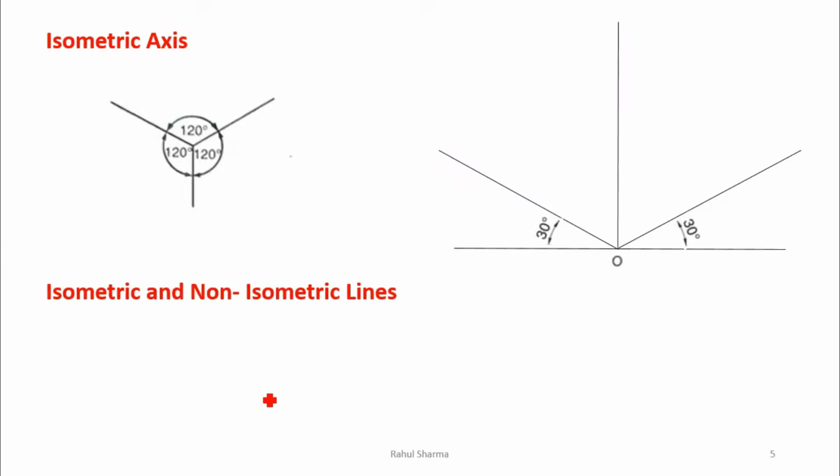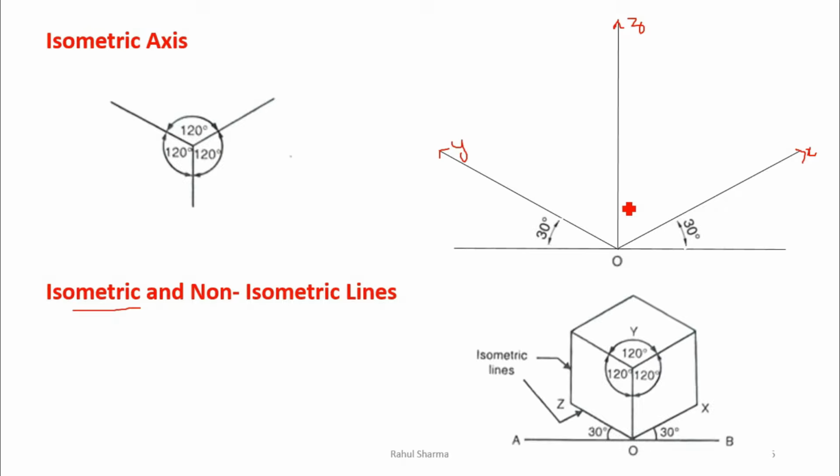So the next term is isometric and non-isometric lines. What is the meaning of that? Whenever we draw any diagram on this isometric axis, some of the lines will come parallel to either OX, or OZ, or OY. Those lines are known as isometric lines. But if any line is not parallel to any of the axes, not parallel to OX, OY, or OZ, then it is known as a non-isometric line.